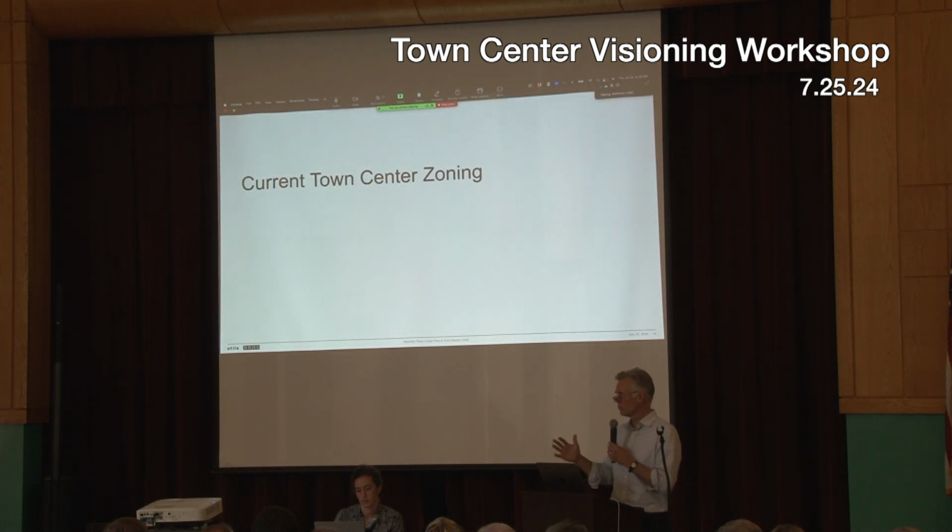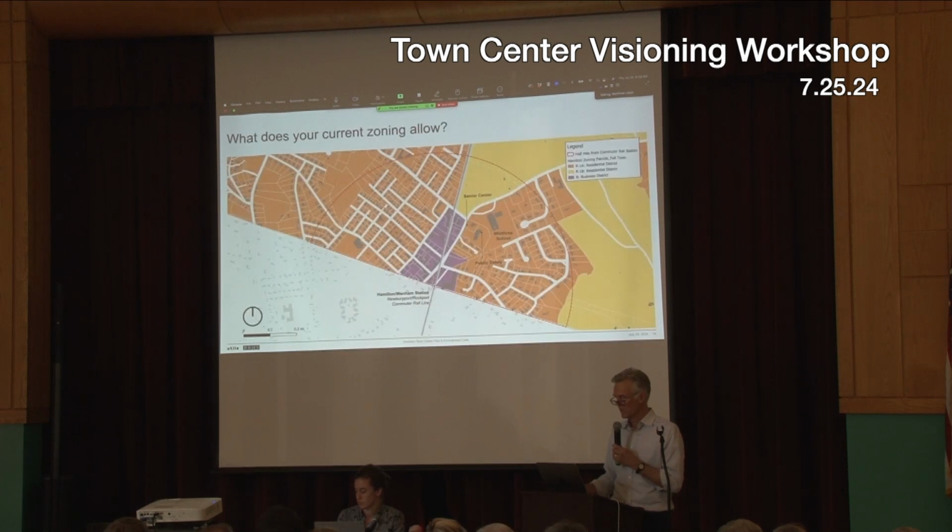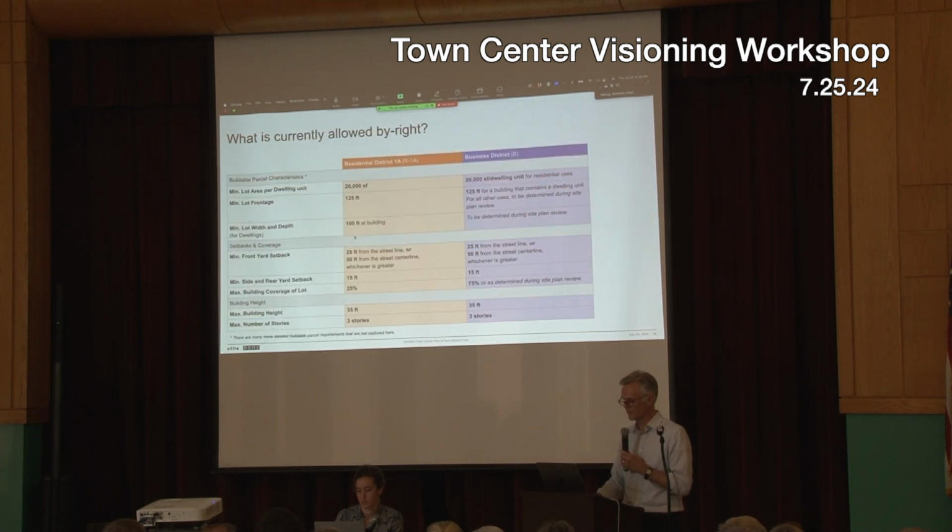Let me start with where we are with the current zoning in the town center. The current zoning in the town center is quite simple. There's literally pretty much only 2 districts. You have the business district, which is characterized by this purple color, and then the 1A residential district, which doesn't seem to distinguish between higher density residential and lower density residential.